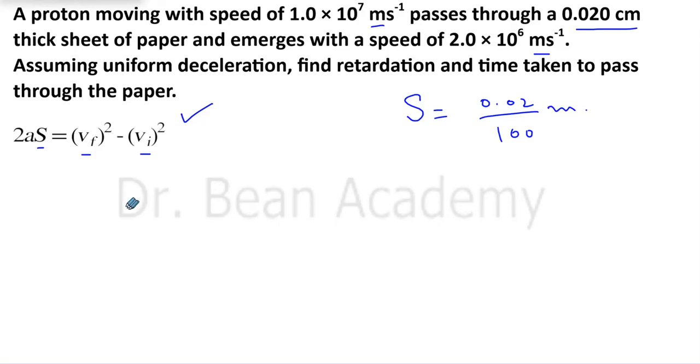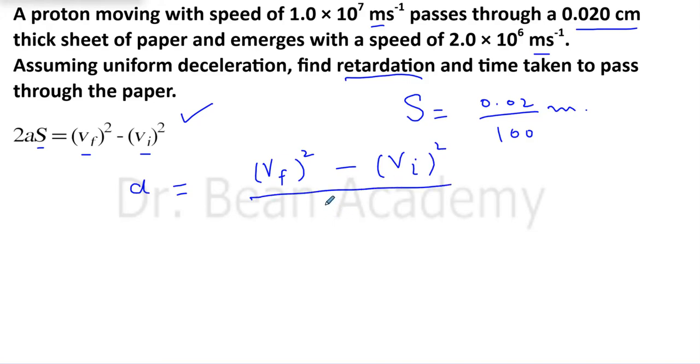Everything else is fine, so let's put in all the values. But before that, we need to rearrange the equation so that acceleration is on the left side and the rest of the quantities are on the right side, just for convenience. So I can write acceleration, and by the way, don't forget that this acceleration is actually the retardation, or deceleration. So a equals Vf squared minus Vi squared, and I can divide both sides of the equation by 2s. Remember, s is the distance through which the proton moved.